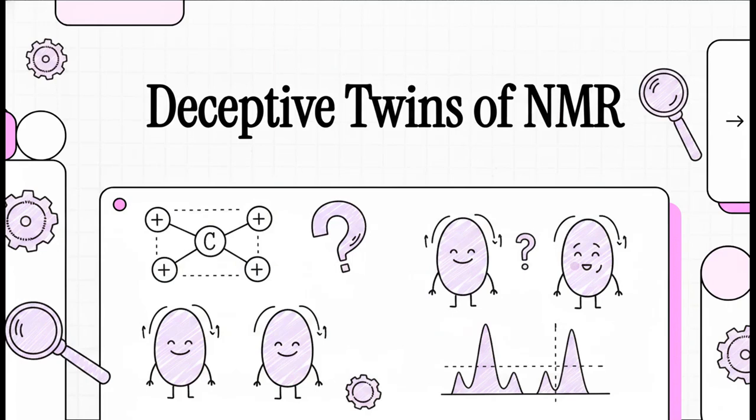Today we're diving into a pretty wild mystery right at the heart of NMR spectroscopy. We're looking at a scenario where perfectly symmetrical, seemingly identical protons in a molecule can suddenly produce unexpectedly confusing, messy NMR spectra. We're going to unmask what we call the deceptive twins of NMR.